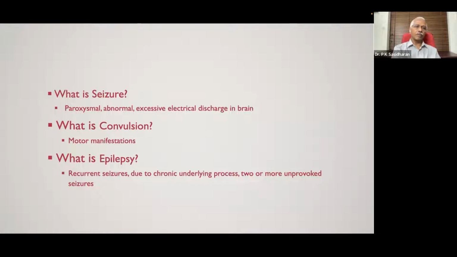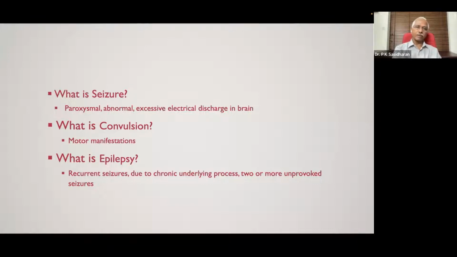As compared to that, convulsion refers only to the motor manifestation. This can happen only when the seizure discharge is in the motor cortex. The abnormal electrical discharge, if it is in the motor cortex, only will have convulsion. If the abnormal electrical discharge happens in the sensory cortex, you will find abnormal sensory involvement. If it is in the occipital cortex, you will find visual hallucinations. If it is in the smell area, you will find abnormal smell as a manifestation of seizure.